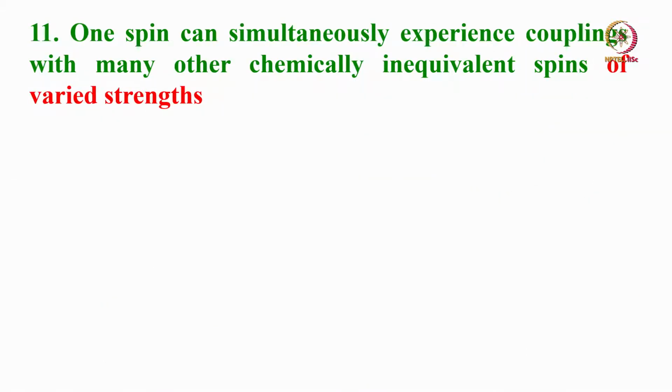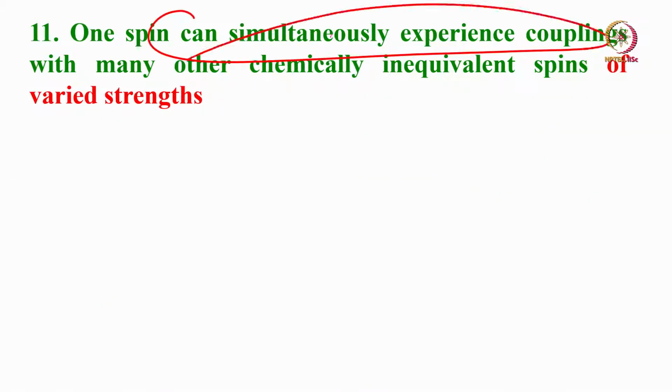And one spin can simultaneously experience coupling with many other chemically inequivalent protons or inequivalent spins, not necessarily proton, it could be heteronuclei also. And the coupling can be of different strengths. Very interesting point, please understand. Consider any one proton or any one spin in a given molecule, then that particular spin can simultaneously experience couplings with many other chemically inequivalent spins.